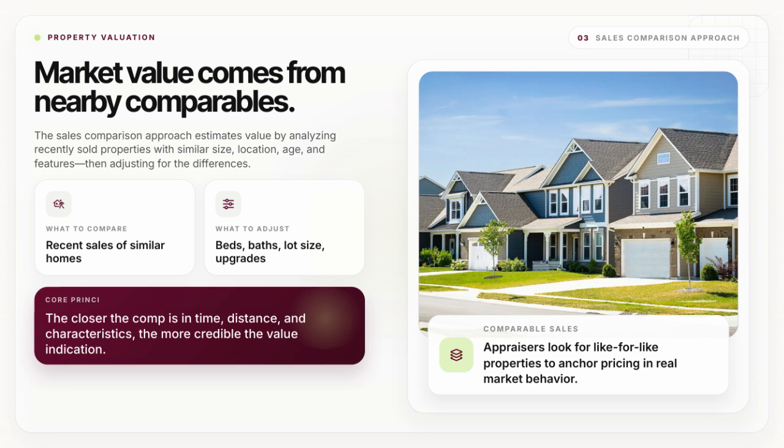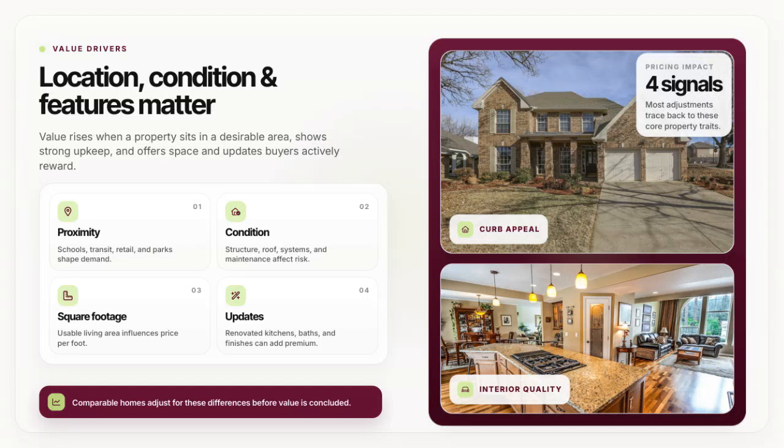When we talk about what drives the value of a property, there are four key factors that really stand out. First, location is crucial. A property in a desirable neighborhood, close to good schools, public transit, retail options, and parks will naturally attract more interest and higher demand. Second, the condition of the property plays a big role. Elements like the structure, the roof, the essential systems, and general maintenance all contribute to the risk assessment. A well-maintained home reduces uncertainty and adds value.